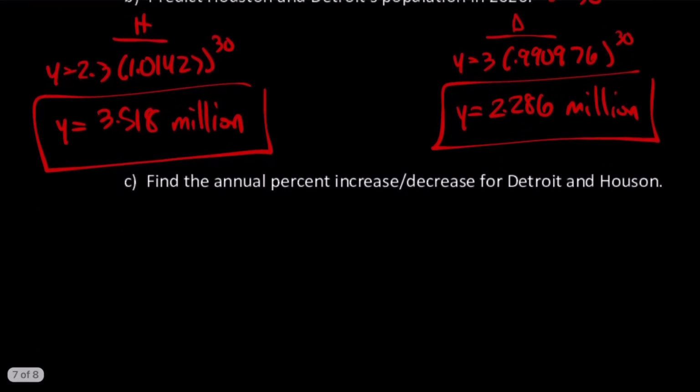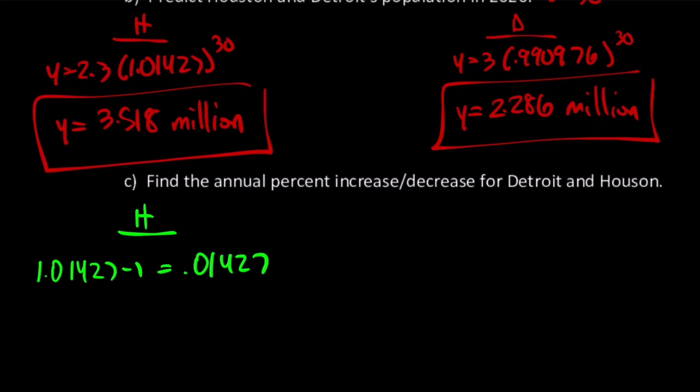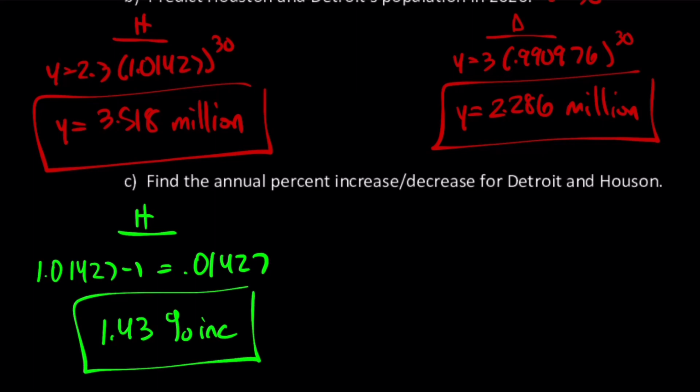Okay, so I'm going to use this model. You can see them here. I'll use that value and that value. So for Houston, we're increasing. So I'm going to take that b value, 1.01427, and subtract 1. So 0.01427. It doesn't say what to round to. Let's just go nearest 10th. Well, actually, let's go nearest 100th. That's what I did in my notes. And then just move that over 2 places. So it's 1.43% increase.